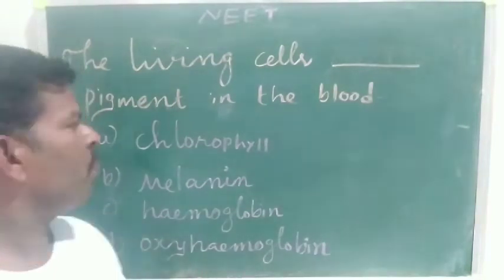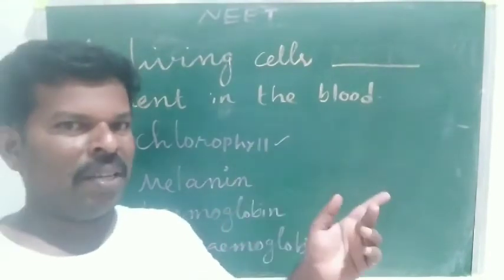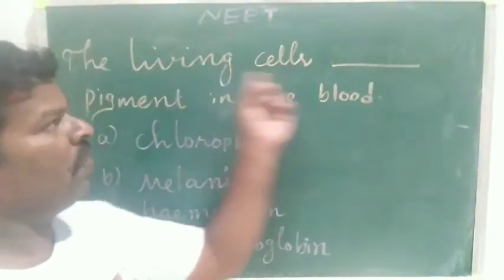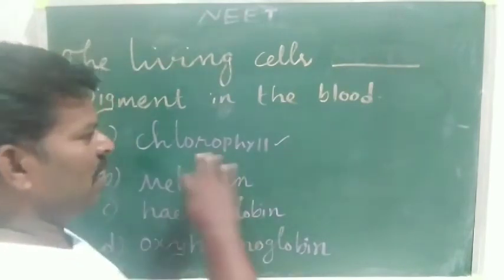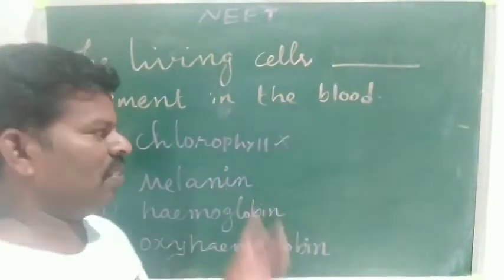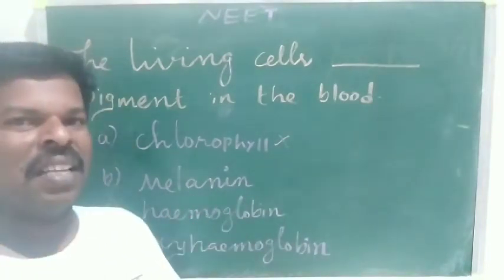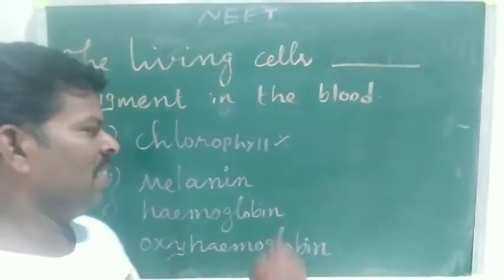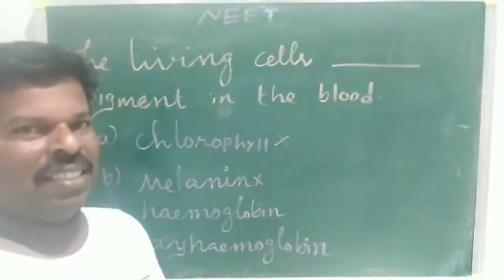We will discuss now. Actually, chlorophyll is only present in plant cells, but blood is only present in animals, so that answer is wrong. Chlorophyll is wrong, only plants. Melanin is present only in skin cells, so that is also wrong. But blood is not skin, isn't it?